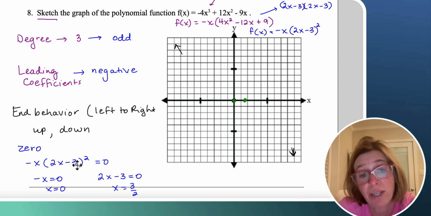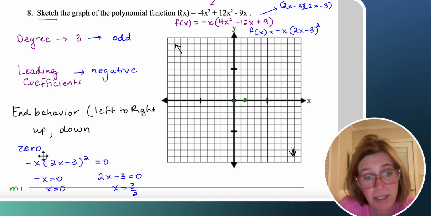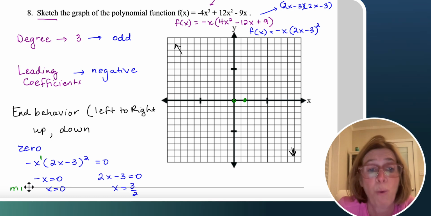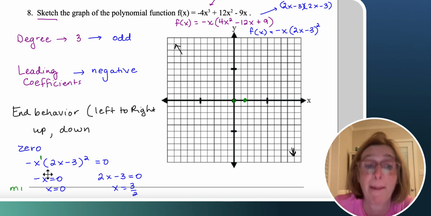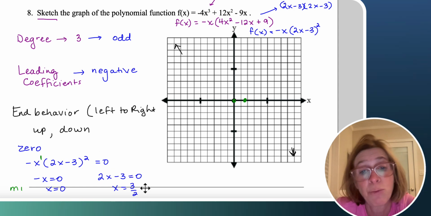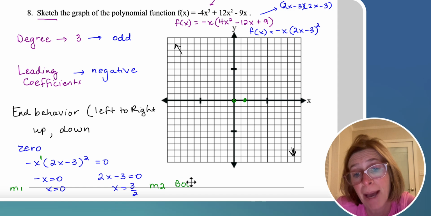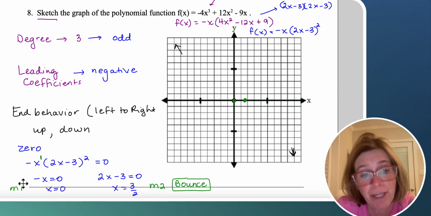Now I have to look at the multiplicity of each zero. So this has a multiplicity of 1 because the degree, its power is 1, which means it's going to go through that point. Multiplicity of 1 goes through the point. 3/2 has a multiplicity of 2, which means it's going to bounce at that point. All right, so that's actually enough information for us to be able to graph it.